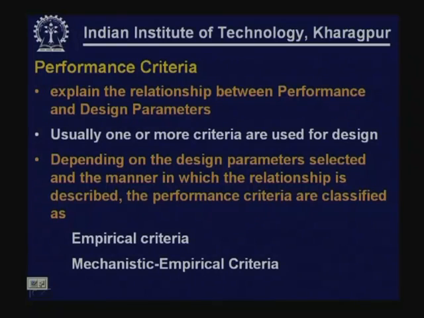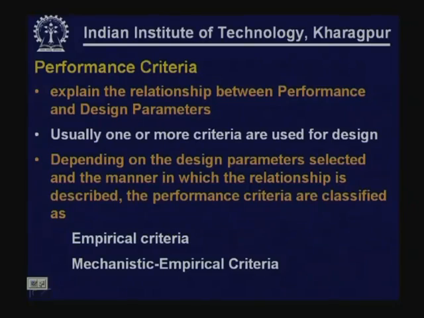There could be a number of performance criteria, there could be just one criterion, there could be a set of criteria for a given pavement. These criteria explain why a given pavement performs better compared to another pavement. So, they explain the relationship between the performance and the design parameter. This could be just in the form of an equation, a set of equations, charts, it can be anything, but they should explain why a pavement performs better, why another pavement does not perform so satisfactorily. We normally have either one criterion or more than one criteria. Depending on the design parameters that we select and the manner in which the relationship is described, the performance criteria are usually classified as empirical criteria or mechanistic empirical criteria.